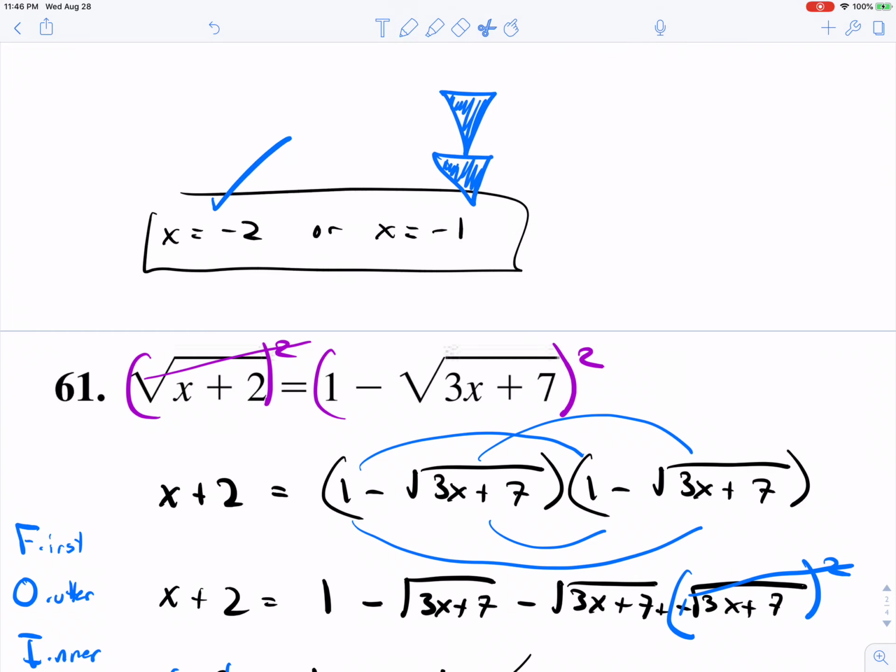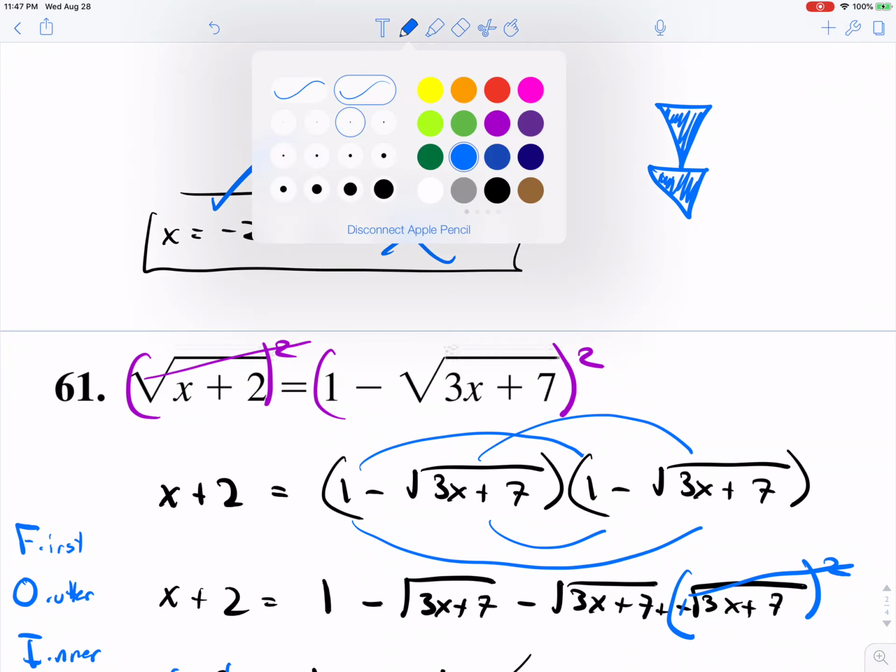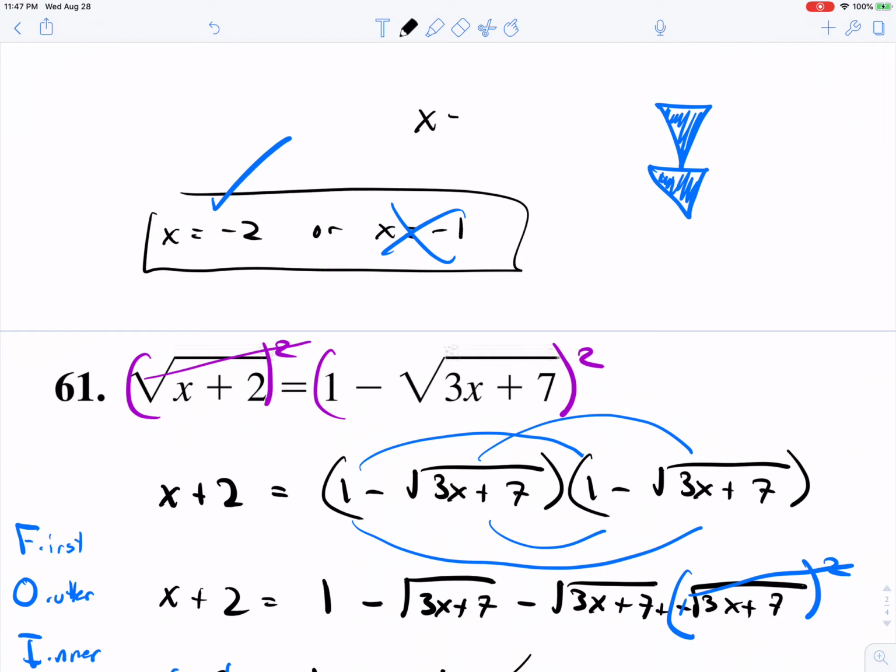Let's try -1. -1 plus 2 is 1, square root of 1 is 1. -3 plus 7 is 4, square root of 4 is 2. 1 minus 2 is -1. Over here, I think we got +1. I think they don't match up. So it looks like this one did not work. So the only solution that we can accept should be the x equals -2.